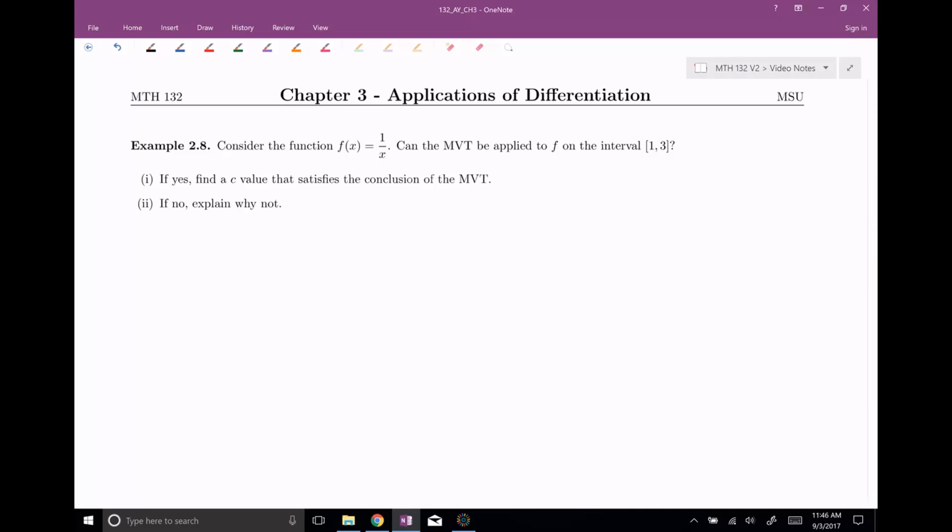Our function is now 1 over x. Again, the question is, can the mean value theorem be applied on the interval from 1 to 3? If yes, go ahead and find a c value. If no, explain why not. You know the drill. Take 2 minutes, get as far as you can. Pause the video, and then I'll spoil the surprise.